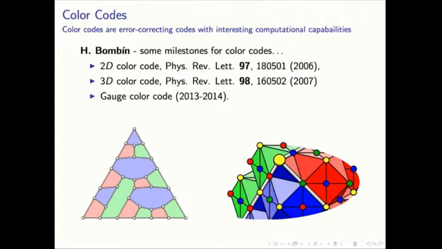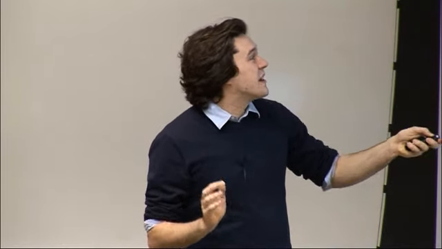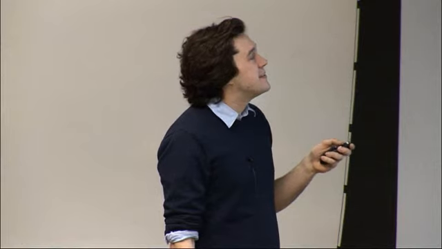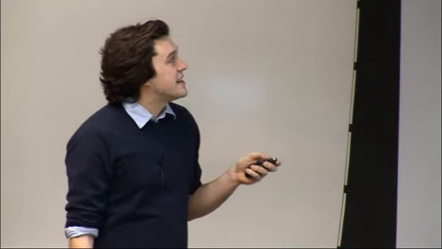OK, so as I said, there's lots of reasons to think about codes other than the toric code. A very interesting class of models are those known as the color code models. So this is pretty much the career of Hector Bombin. In 2006 and 2007, with his PhD supervisor, Martin Delgado, he came up with the 2D color code and the 3D color code. So the 2D color code is interesting.